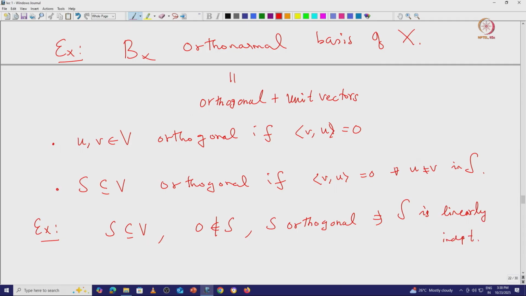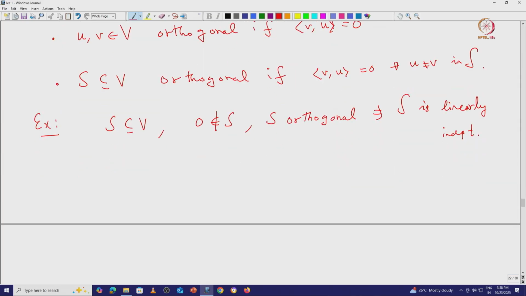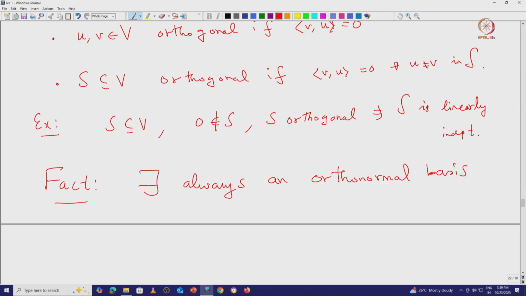So, using the Gram-Schmidt process, you can always get an orthogonal basis of a finite dimensional inner product space. So, it is a basic fact that there always exists an orthonormal basis for any finite dimensional inner product space.